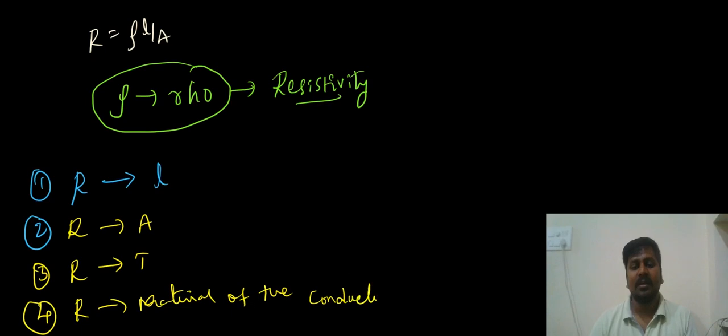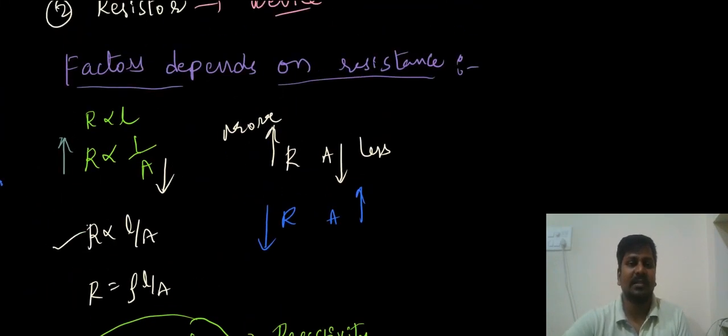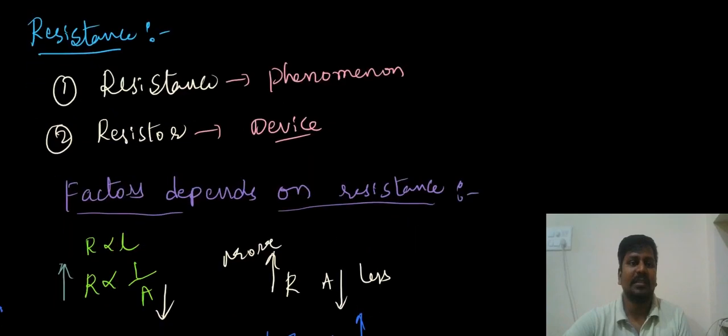Okay, so these are the 4 points. Understood? Once again, you can see resistance. We will recall all the points. Resistance is the phenomenon of opposing the electric current in the circuit. Resistor is a device. So, factors.